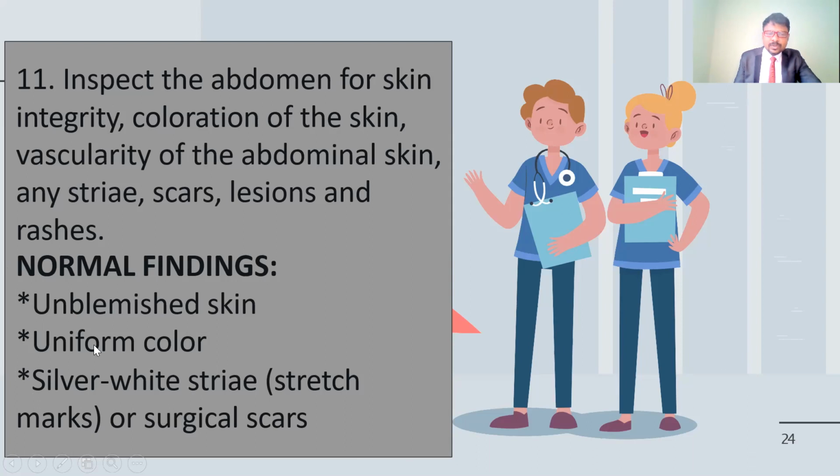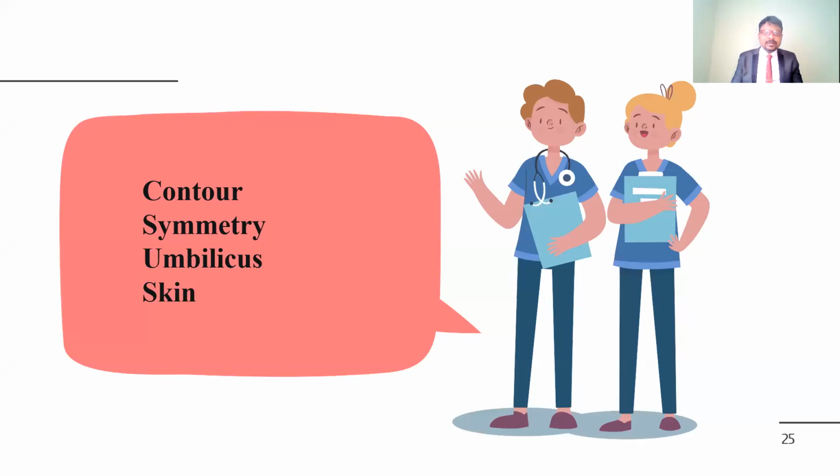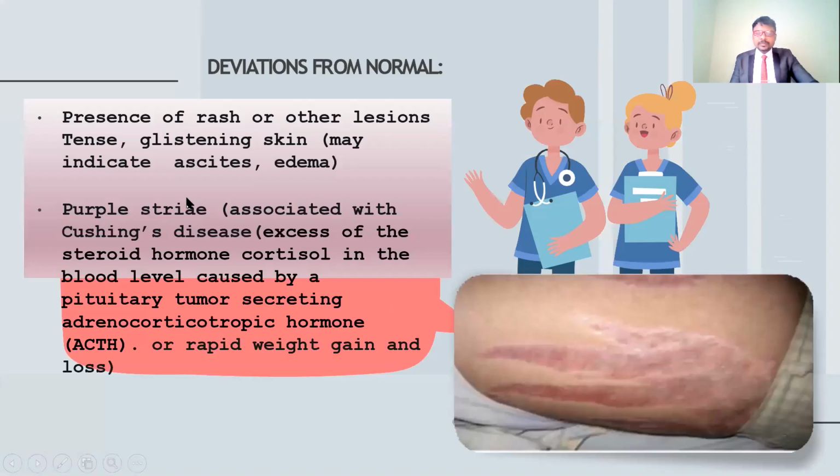So the skin color also is going to be uniform. It should not be dark or have color changes or maybe sinuses. So these are going to be abnormal. It should be equal color, uniform color. And also contour, symmetry, and umbilicus and skin. So we have to check this one. How are we going to check this? We have to check for any deviation from the normal. Any deviation means we have to check for any rashes, and whether the lesions are tense and the skin is glistening.